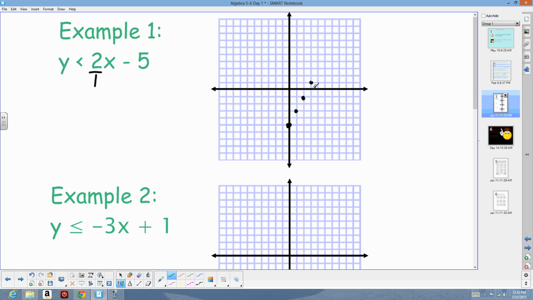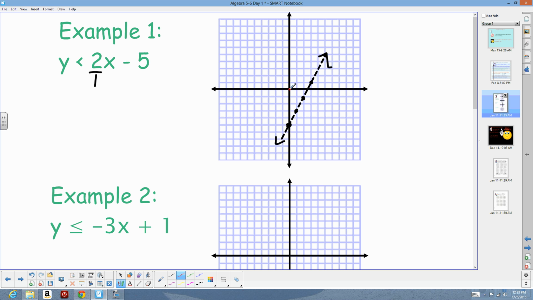And now when we connect this, we're going to connect it with a dotted line because this symbol here says it does not include the numbers on that line. So we need a dotted line, and arrows on both sides to show that it keeps going. Now the solution is either going to be the numbers over here or the numbers over here. So what you're going to want to do is test a number. I like to test 0, 0 just because it makes the math really easy.